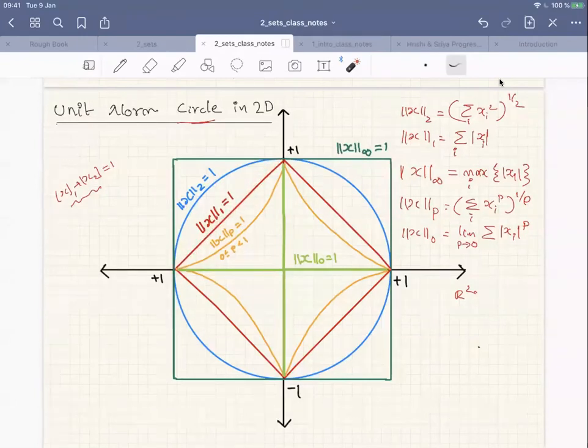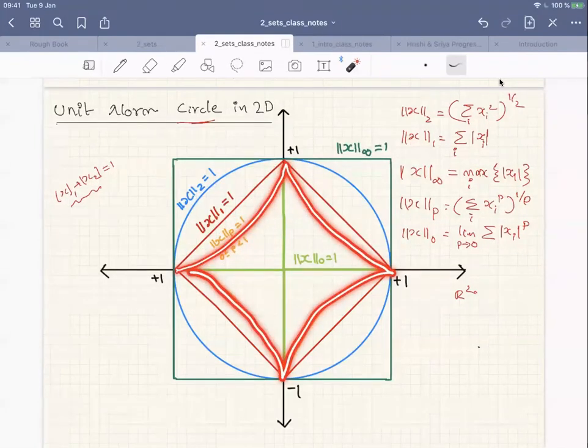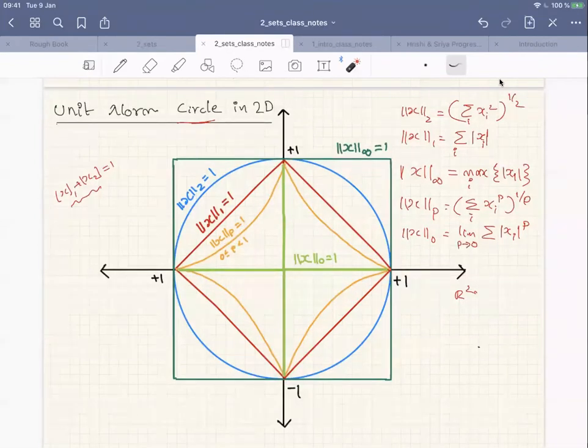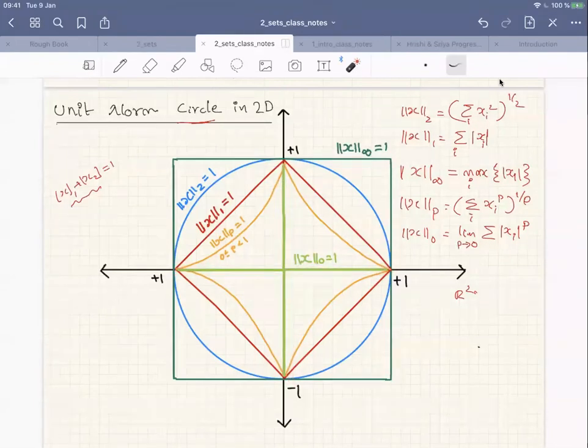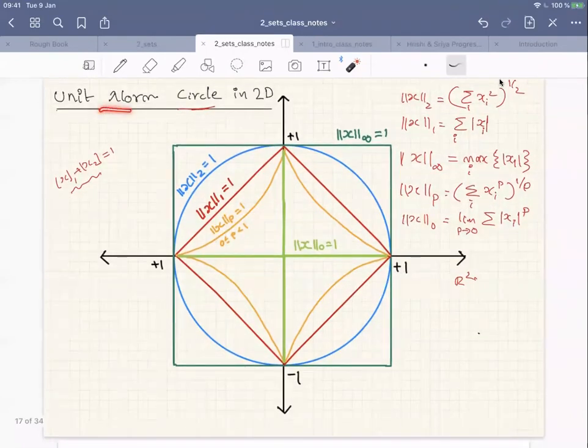And if you consider a p norm where the value of p is less than 1, then you will get something like this. Okay, so for example, this is a particular p norm locus. And then if you decrease the value of p, this will reduce, and at last when p equals 0, you will get this portion. This is the zero norm. Okay, so this is very useful. You should have an idea of how the unit norm circle looks like.